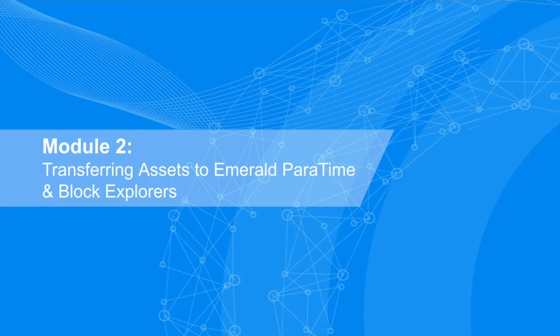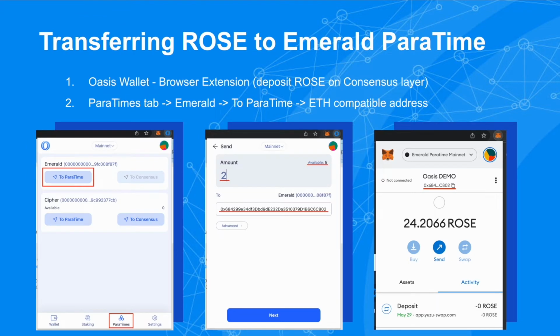Also, if you want to get smart contract addresses, if you want to verify which tokens are actually legit and so on, we will need to use some block explorers for testnet and for mainnet. So let me begin with how to transfer some ROSE to Emerald ParaTime. We already did that in the first course, but let's keep that only with ROSE to Emerald ParaTime now.